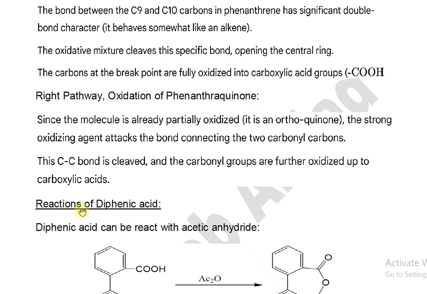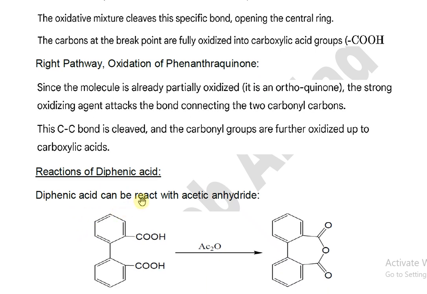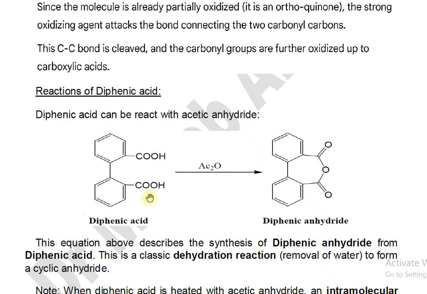Reactions of diphenic acid. Diphenic acid can react with acetic anhydride. So here we have diphenic acid, and it will react with the acetic anhydride here. The equation above describes the synthesis of diphenic acid anhydride from the diphenic acid.